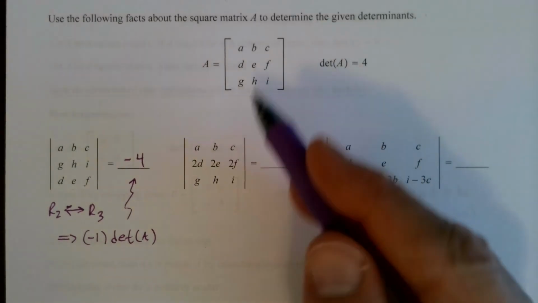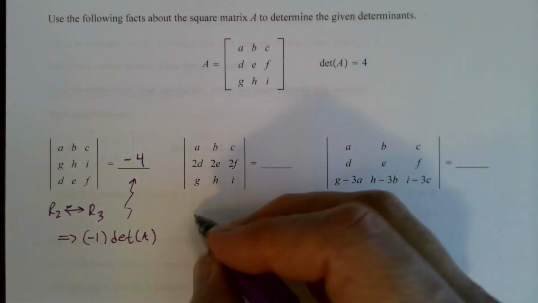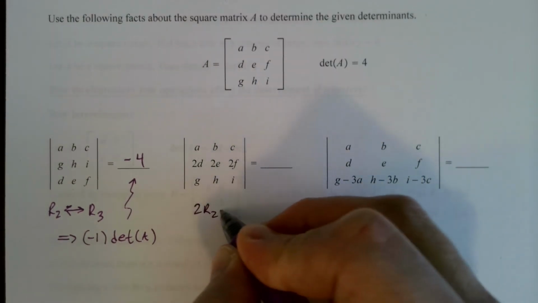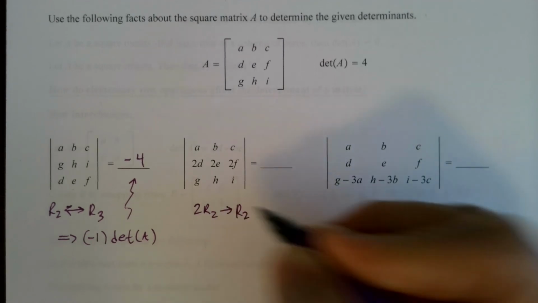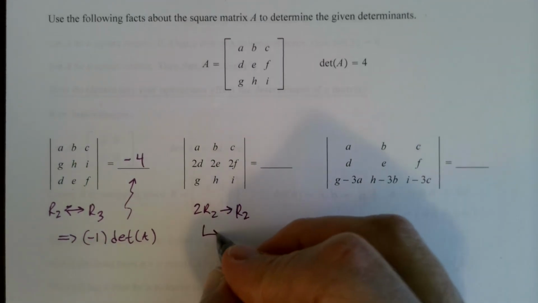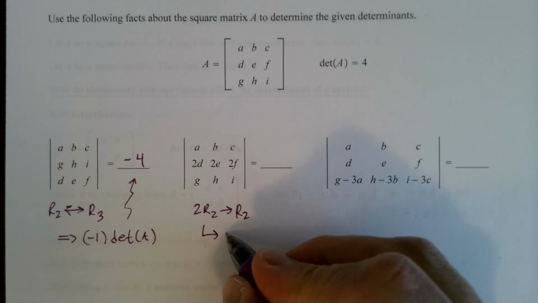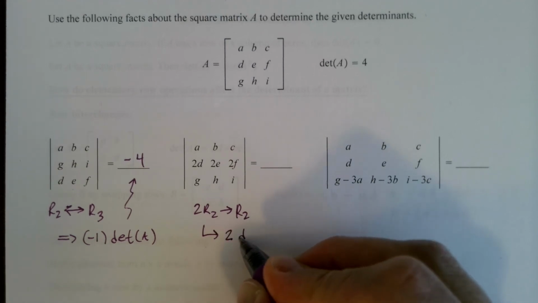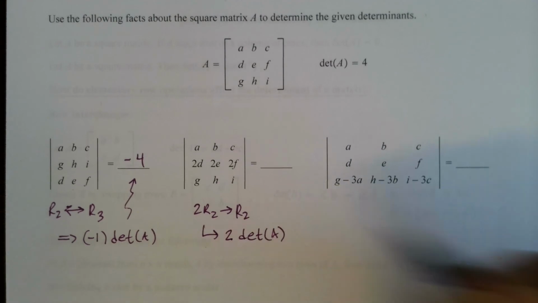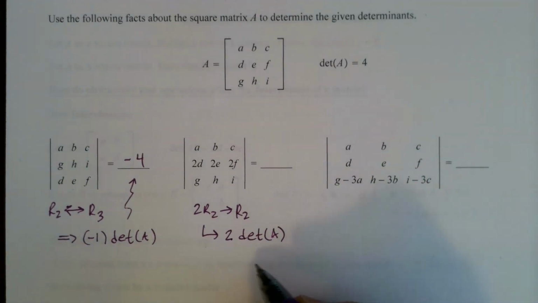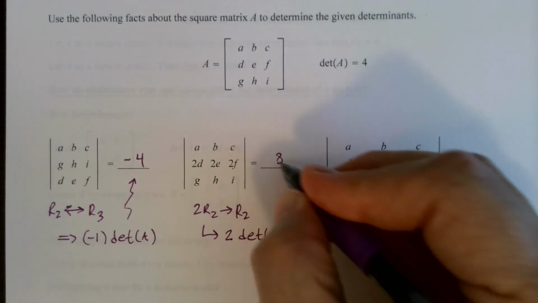What's the relationship between these two? Well, clearly we've taken 2 times row 2 and replaced row 2 with that. So how does that affect it? Well, multiplying by the constant k is k times the original determinant. So it's 2 times determinant of A, 2 times 4 is 8.